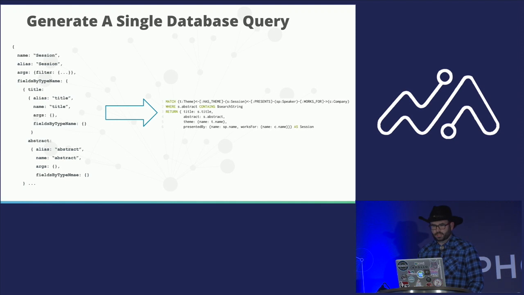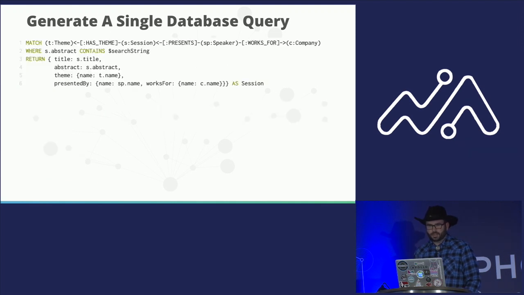Here's what that looks like in Cypher. And this looks very similar to the database query that we wrote by hand when we were searching for sessions and traversing out and returning a graph. I just mentioned this is not what an actual generated query looks like. They look a bit different because they're machine generated. This is sort of the handwritten version of that.